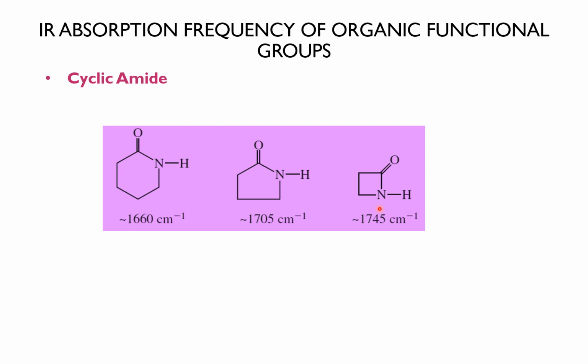If we are talking about cyclic amides, then again, as the ring size decreases, angle strain increases. So, four-membered cyclic amide will have higher value due to increased angle strain as compared to six-membered cyclic amide.